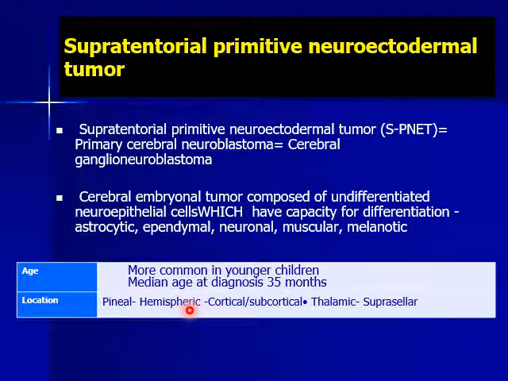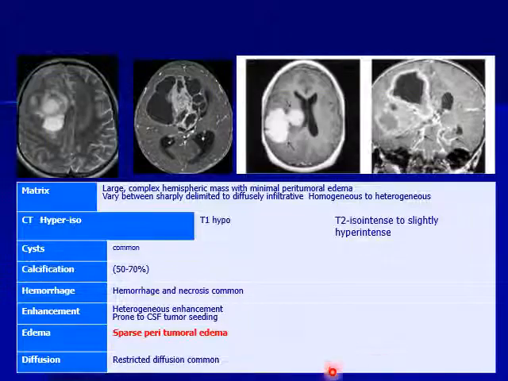It is more common in young children. The median age at diagnosis is 35 months. It can affect the hemispheres, the pineal, the cortical, subcortical, thalamic, and suprasellar regions. Usually we see it as a large mass, ugly looking like this. It may be solid and cystic. It may show enhancing nodules, or it may be associated with CSF seedlings like this. This is leptomeningeal enhancement.